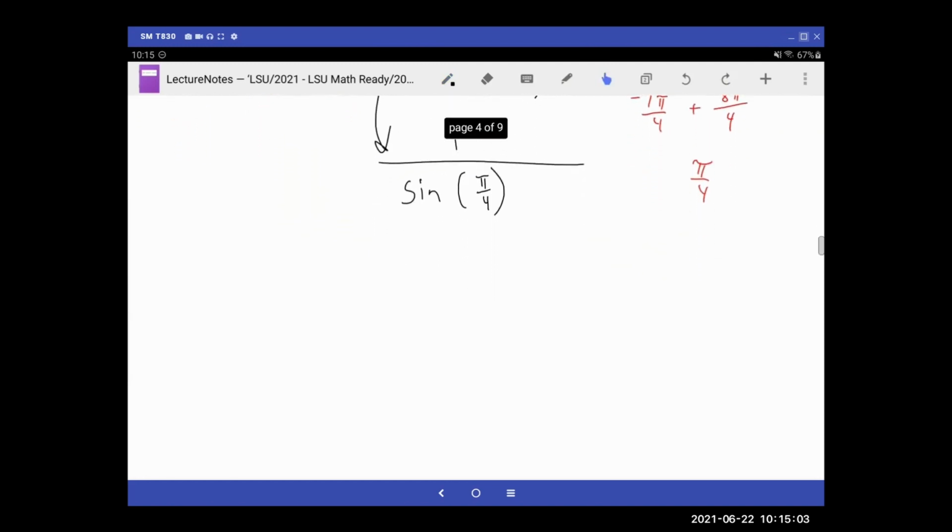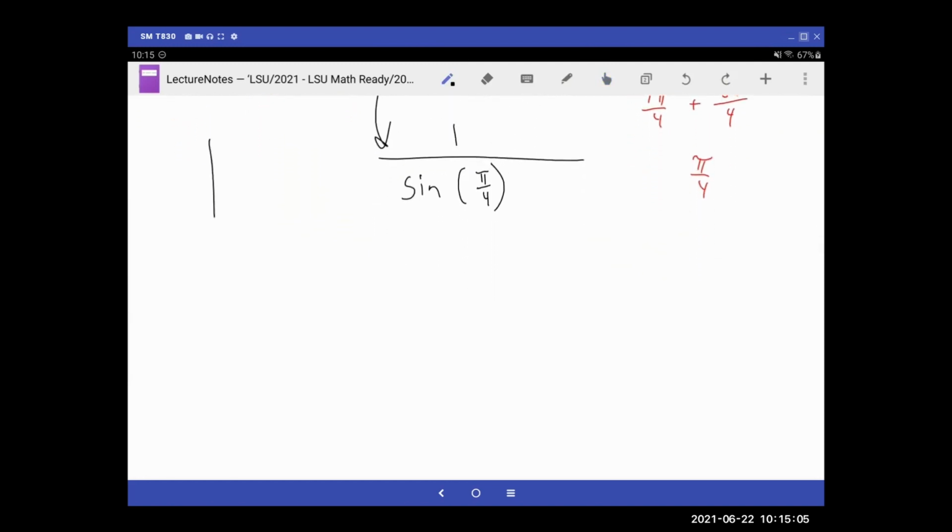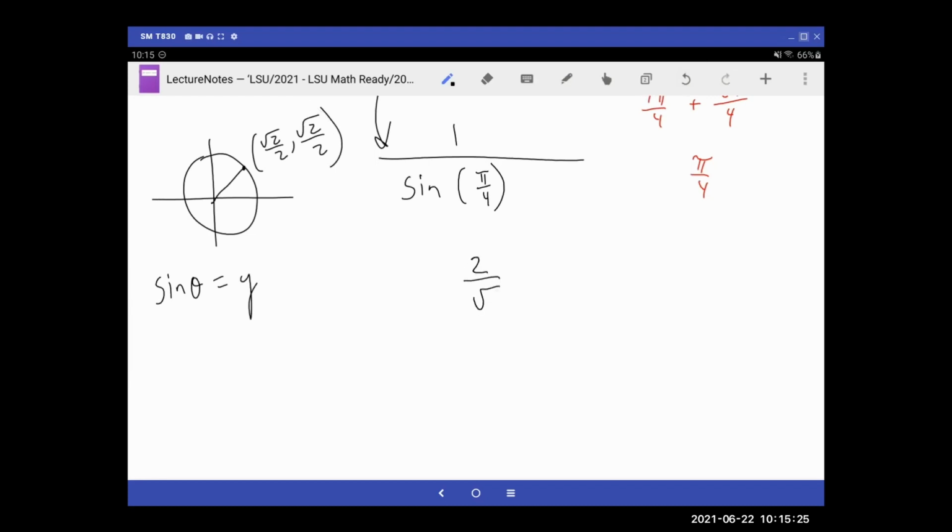Okay, and so let's just work with this right here. Let's go back to pi over 4. At pi over 4, we know that the point is square root of 2 over 2, comma, the square root of 2 over 2. So I need the reciprocal of the y value. Remember, sine of theta is the y value. So I need the reciprocal of the y value. So square root of 2 over 2 flipped over.